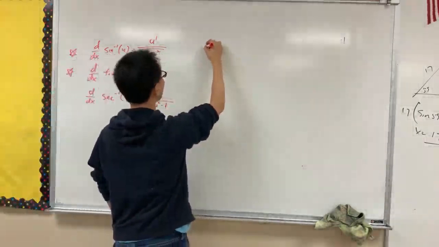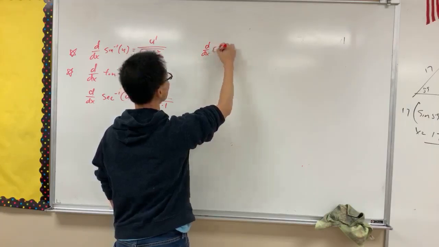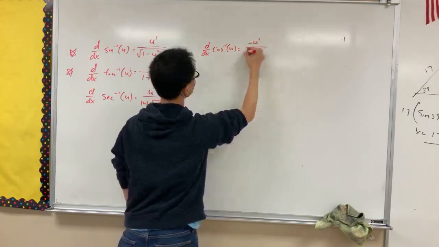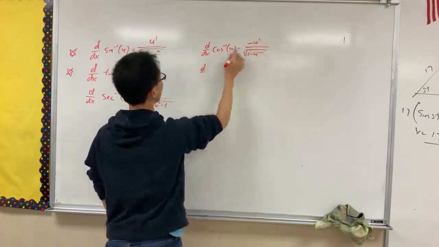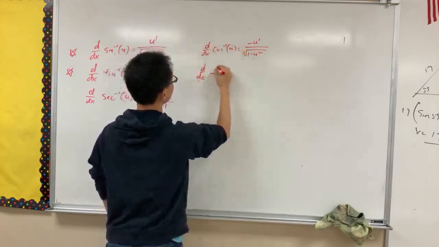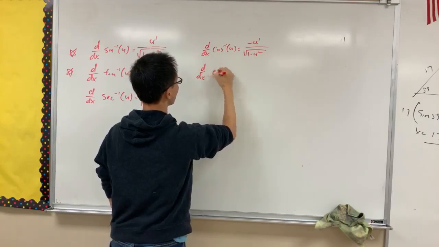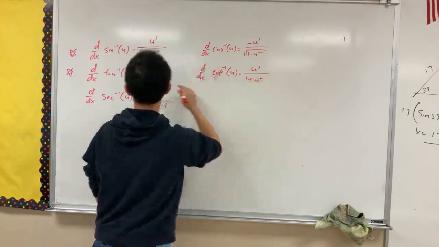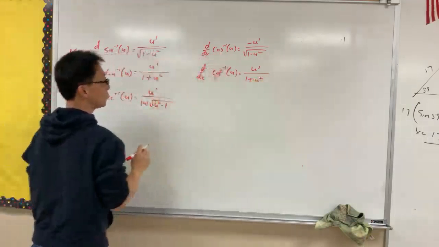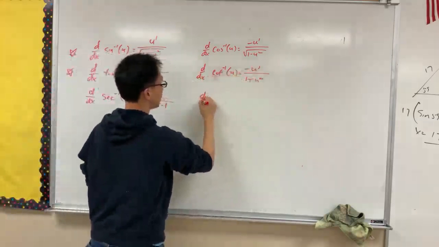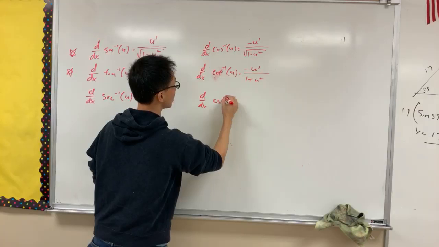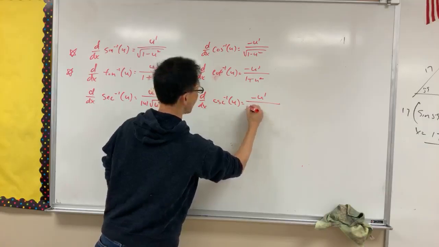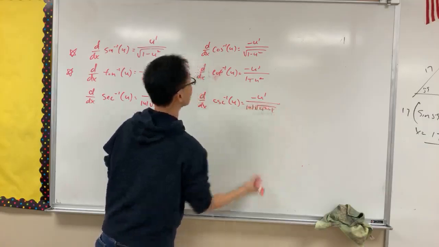Okay, so here's the other one that is not memorization. The complement of this, the derivative of cosine inverse of u, is going to be negative u prime over the square root of 1 minus u squared. Do you see that it's just a negative sign compared to the sine? Cotangent inverse of u is going to be negative u prime over 1 plus u squared. So again, you just memorize those two, because you just put a negative sign in front of it. d/dx of cosecant inverse of u is going to be negative u prime over absolute value of u times the square root of u squared minus 1.